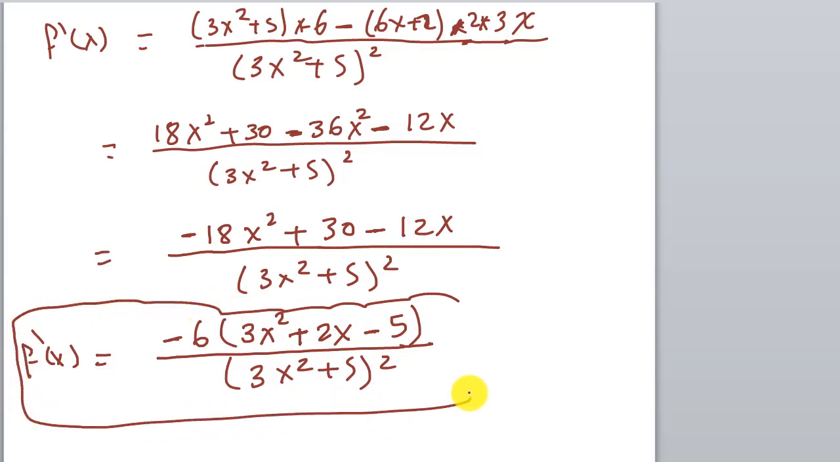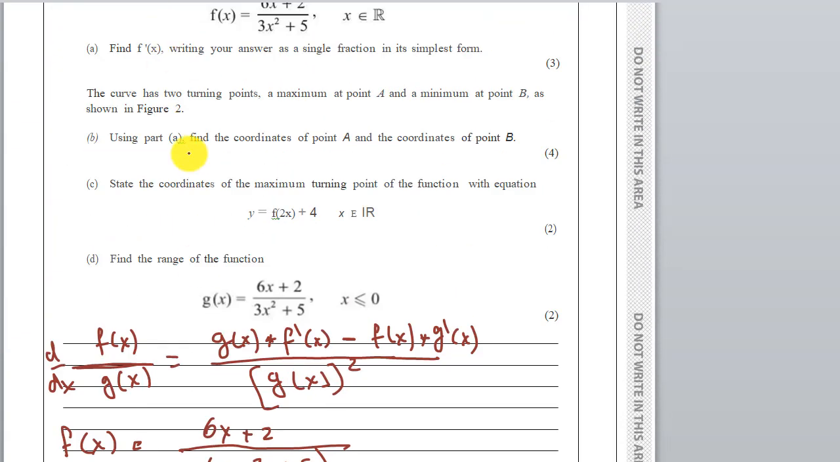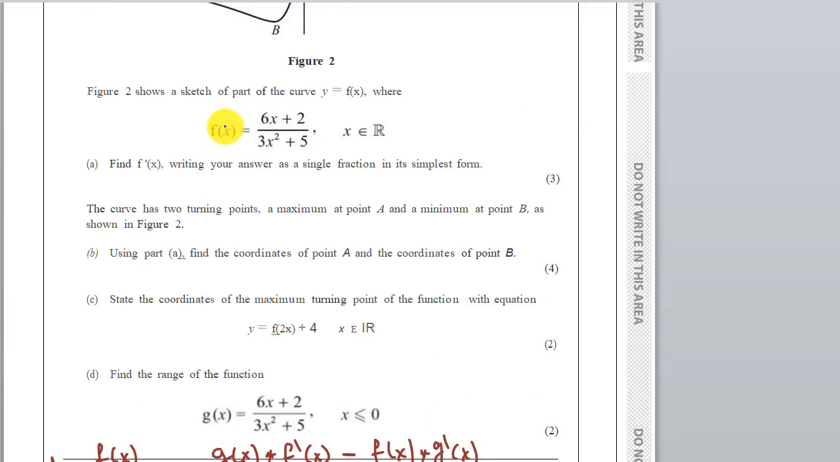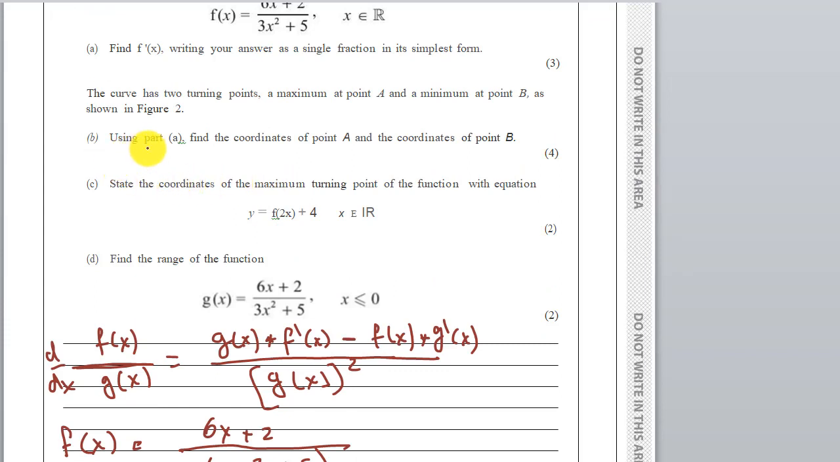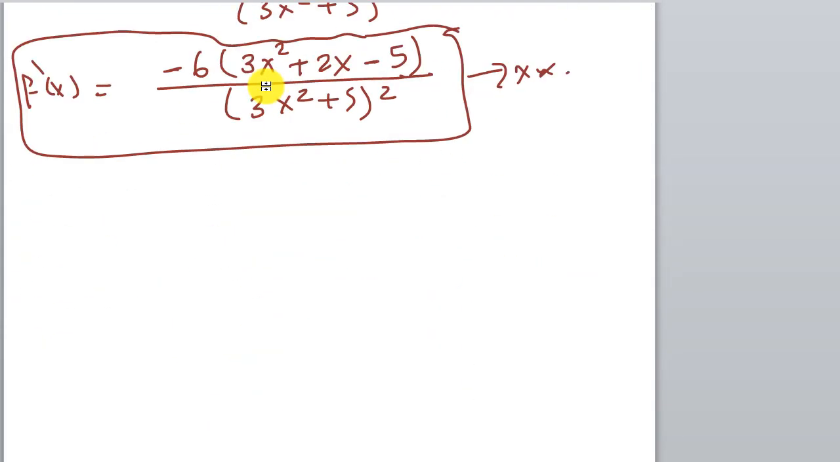And this is the final answer. Okay, let us go ahead to another question. The curve has two turning points, maximum at A and minimum at B, as shown in the figure. Using part A, find the coordinate of point A and coordinate of point B. So he needs the coordinates. So let us start to solve this one.